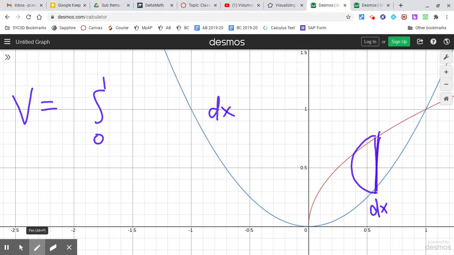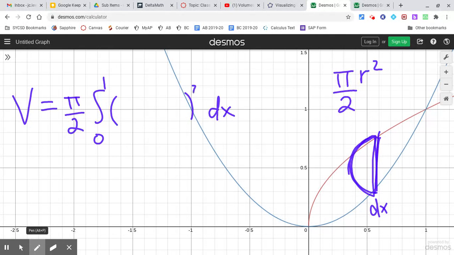And I know the area of a circle is pi r squared. But in this case, it's really pi halves r squared. That would be the area of one cross section. So I'm going to be smart about this. I know that pi over 2 is a constant multiple, so I'll pull that out front. And the rest of this is just something squared.